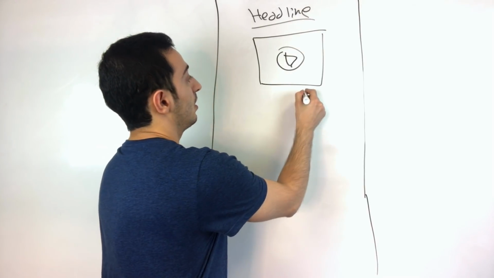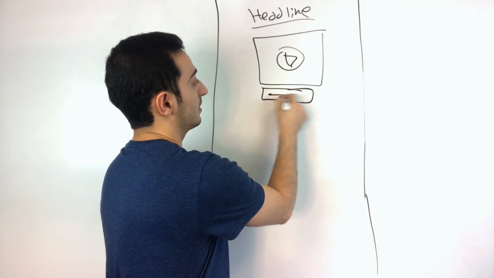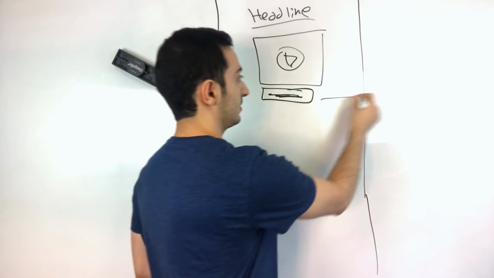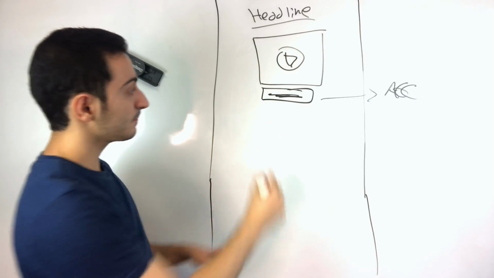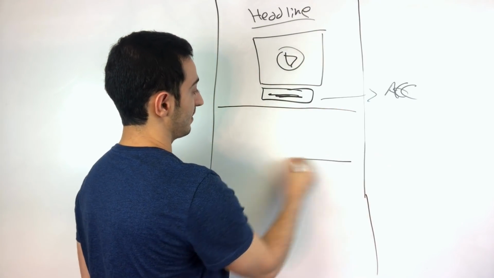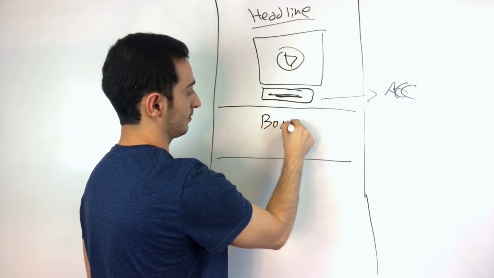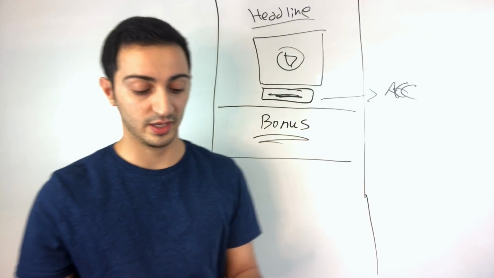Now obviously you're going to have a button here, okay? If they click on it, it's going to take them to the affiliate link, okay? But under this button you're going to have a bonus section. This is where you explain your bonus.